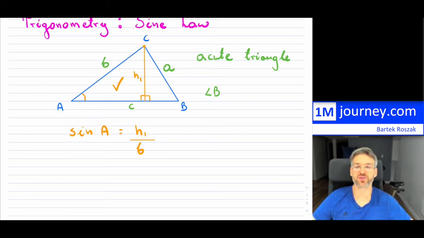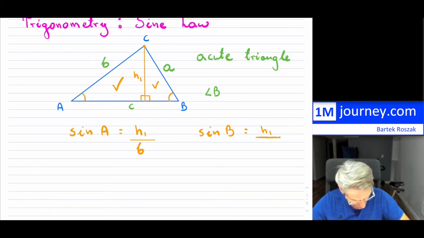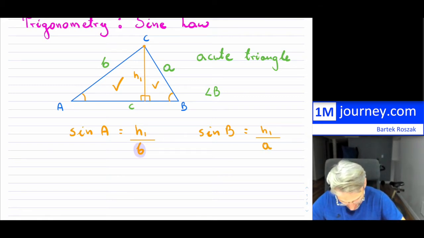So I know that this is true. Now I'm going to do exactly the same thing for this triangle right here. I'm going to take this angle, and take the sine of that angle, sine of B. That is equal to opposite, which is H1, divided by the hypotenuse, which in this case is A.